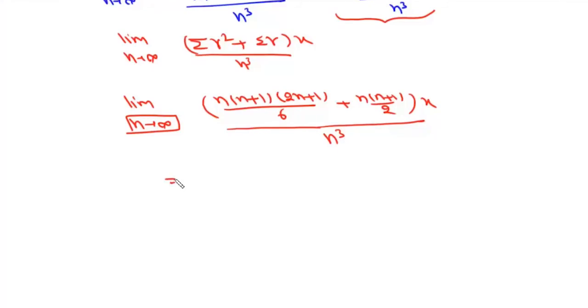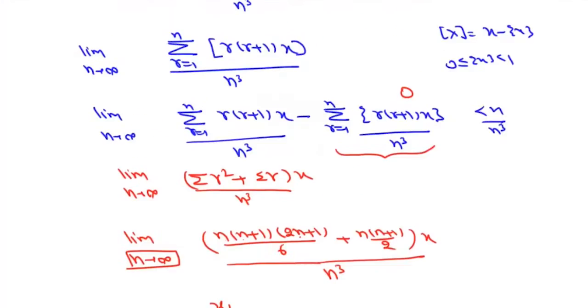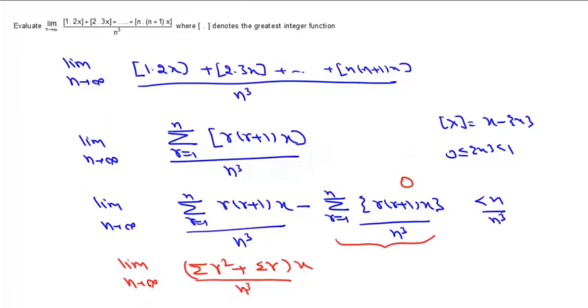So answer to this limit is coefficient of n cube in the numerator and denominator. In the numerator, coefficient of n cube is 2x by 6, which is x by 3, and in the denominator it is 1. So answer to this limit is simply x by 3. And that is the answer to this question.